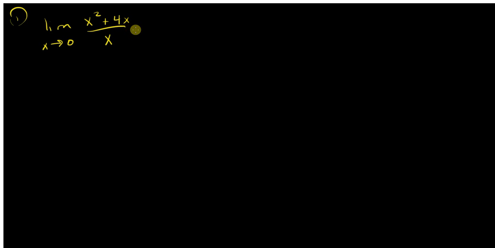Okay, so here we go. Let's go ahead and take this away. If you got it, congratulations. If not, let's do it step by step. So what happens as we approach 0? What's happening at 0? Let's evaluate this function at 0 first. That means we put 0 in for x. We get 0 squared plus 4 times 0 over 0. That means we get 0 plus 0 over 0, which is equal to 0 over 0.